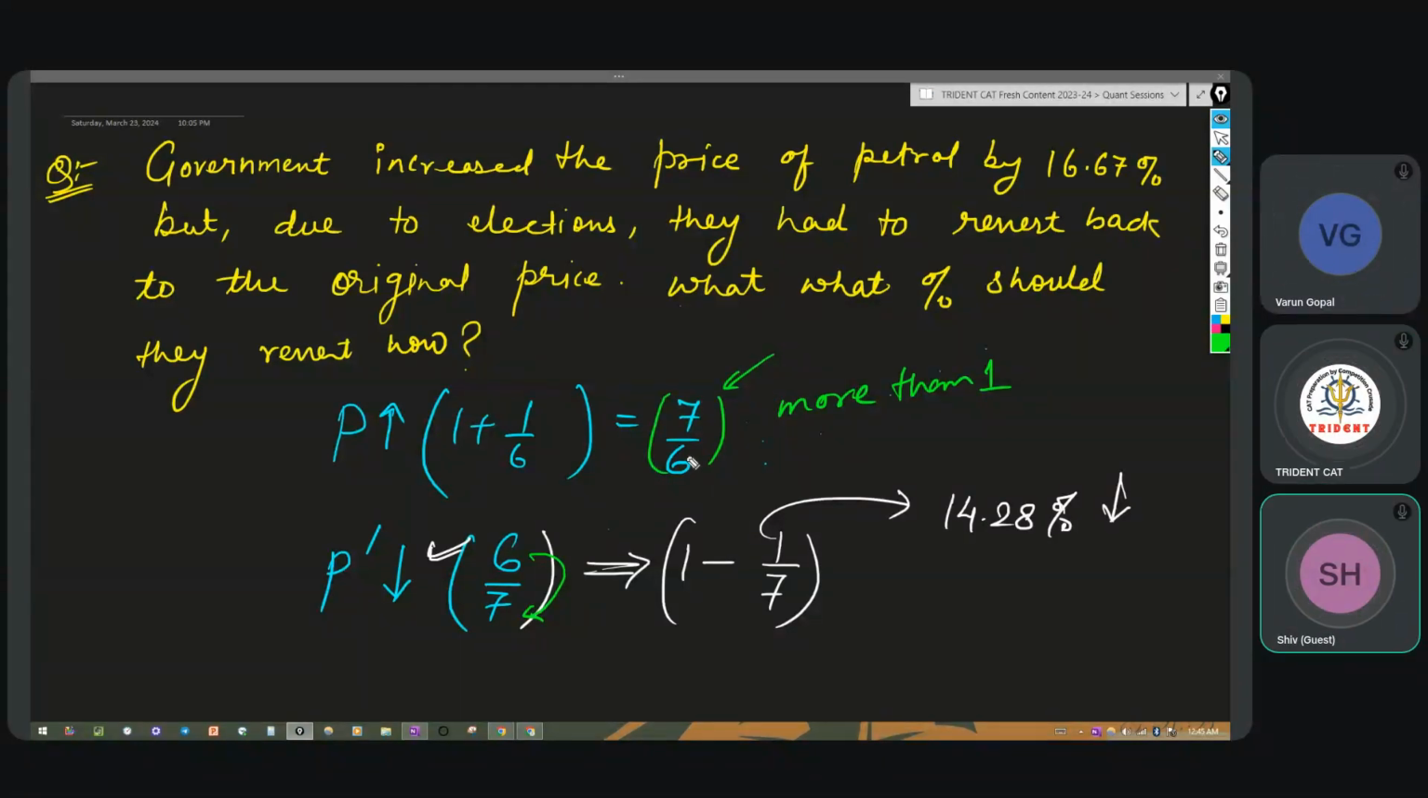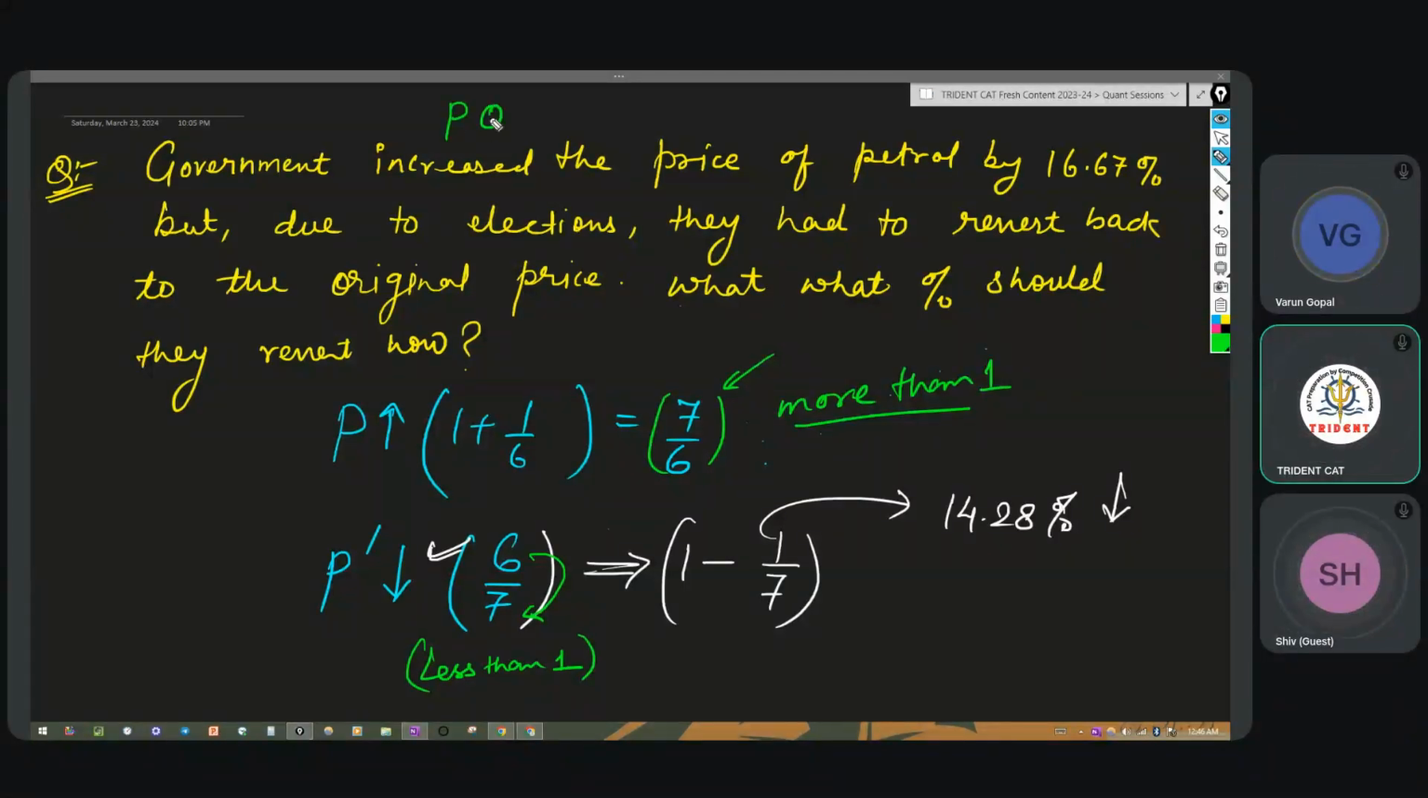But technically, at the outset, shouldn't they be reducing the same price? If you're increasing by 16.67%, shouldn't you be reducing it by basically the same? What you are saying is, is it not logical that if you increase the price of petrol by 16.67%, you should go back with the same decrement? Yes, sir, 16.67%.